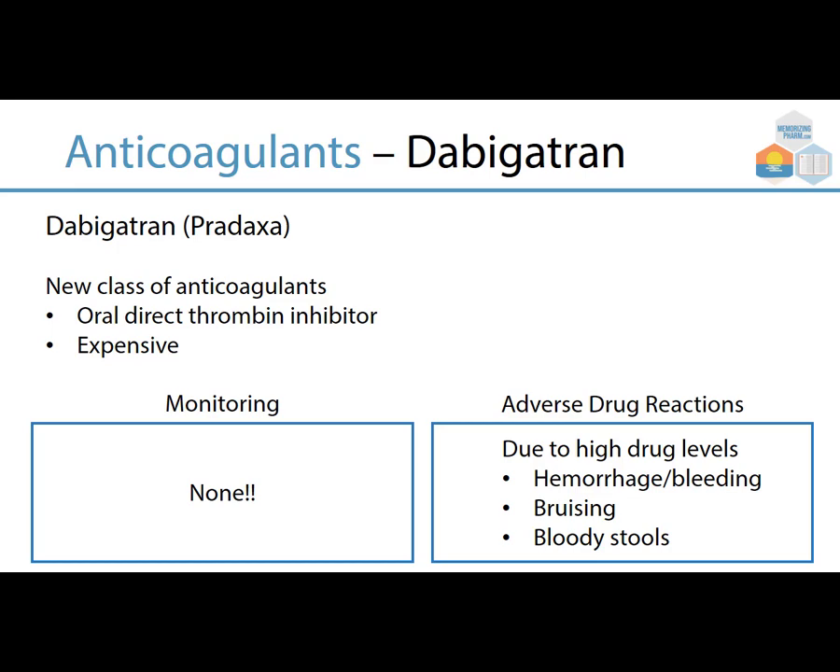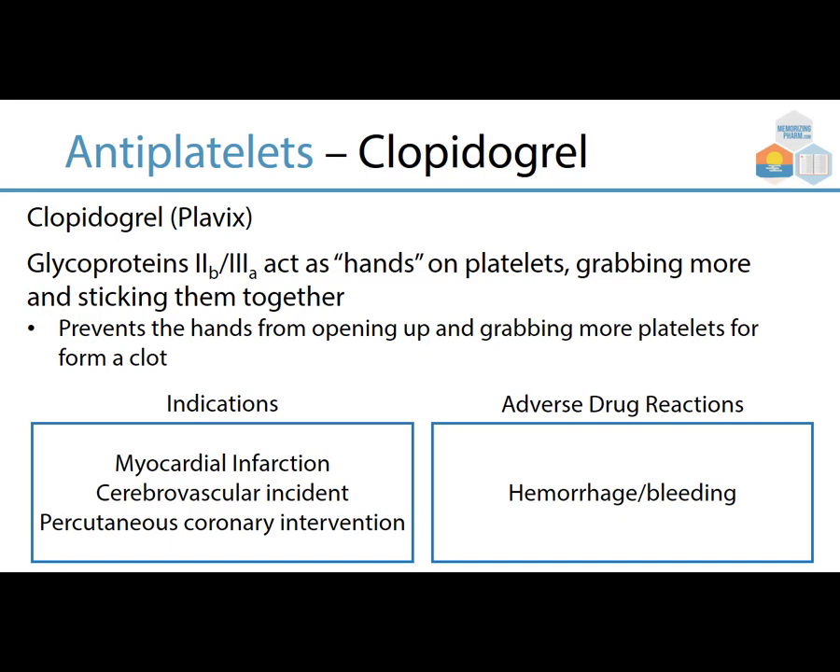So the anticoagulants work on the coagulation cascade. Usually we're talking about the larger vessels. But if you're talking about a high-speed vessel, like an artery, arteriole, then we're talking about platelets. And the first antiplatelet we'll talk about is clopidogrel, brand Plavix. So glycoproteins 2B and 3A act as hands on the platelets, grabbing more and sticking them together. Clopidogrel prevents the hands from opening up, grabbing more platelets to form a clot.